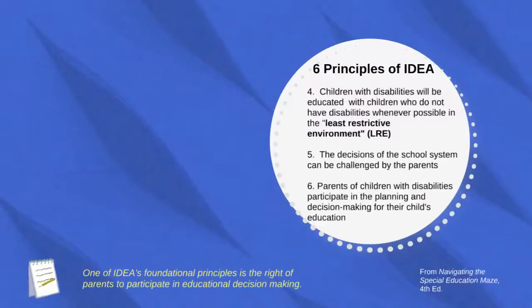Children with disabilities will be educated with children who do not have disabilities whenever possible in what we call the least restrictive environment. We call this the LRE. The decisions of the school system can be challenged by the parents. And parents of children with disabilities participate in the planning and decision-making for their child's education.